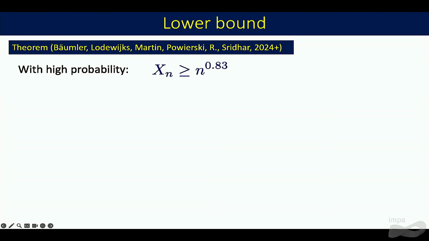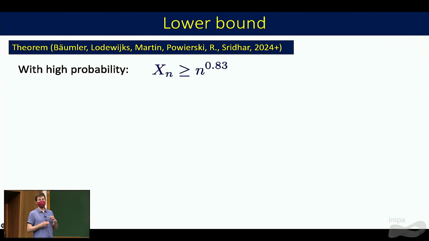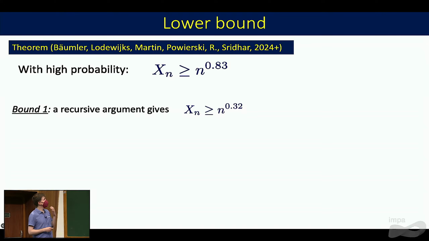OK, so our main result is a lower bound that says that this largest common subtree has size at least n to the power of 0.83. And so I'm going to tell you three different lower bound arguments. They're increasingly complex and give increasingly better bounds. So I will tell you about a simple bound that is just a simple recursive argument.